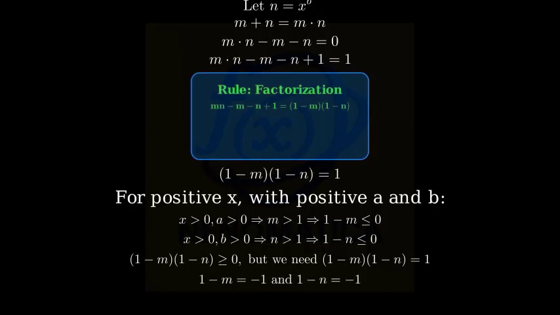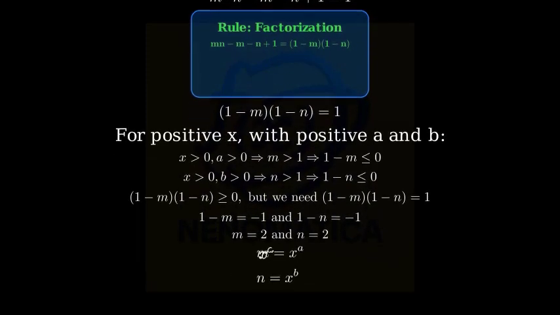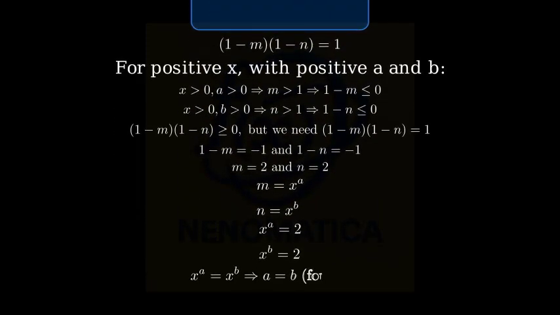The only way this works is if both 1 minus m equals negative 1 and 1 minus n equals negative 1, which means m equals 2 and n equals 2. Recalling our substitution, m equals x to the power of a and n equals x to the power of b. So we have x to the power of a equals 2 and x to the power of b equals 2.